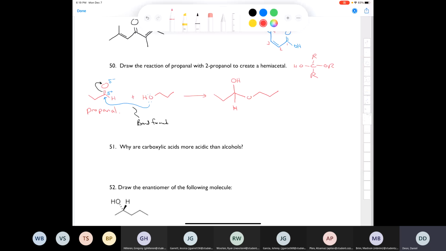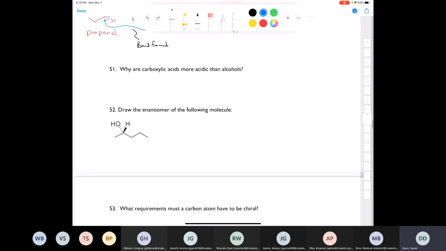And if you're like, where's the hemiacetal? Look, this carbon is attached to an ether here and an alcohol here. So there's my hemiacetal. All right. You've got to be able to draw that, or you've got to be able to at least recognize it because the final exam is all multiple choice.